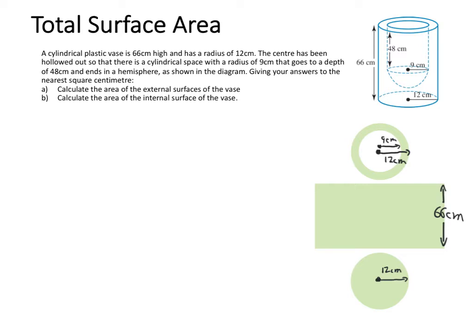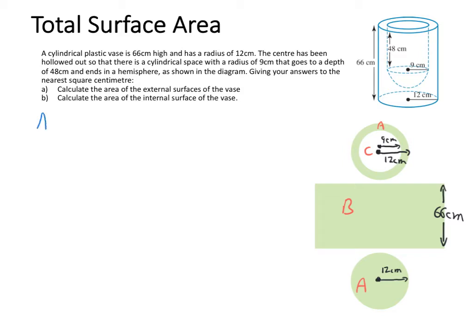And to help with my setting out, I'm going to label each of my shapes. So the circle at the base is going to be shape A. The rectangular side of the cylinder is going to be shape B. The outer circle at the top is going to be equal to shape A, and the inner circle that is hollowed out is going to be shape C. So my next step is to calculate the individual area of shapes A, B, and C.